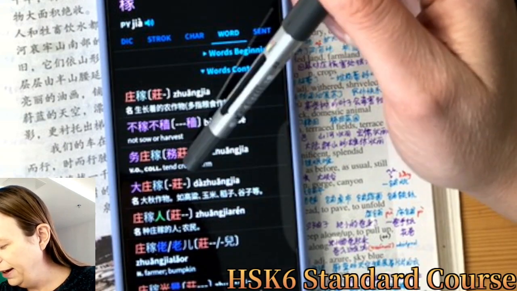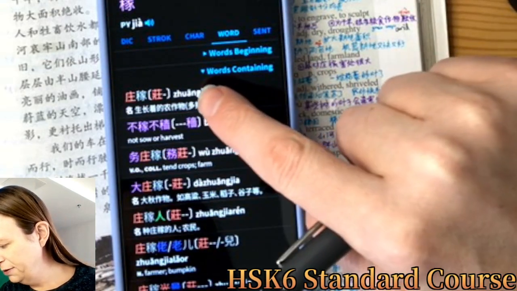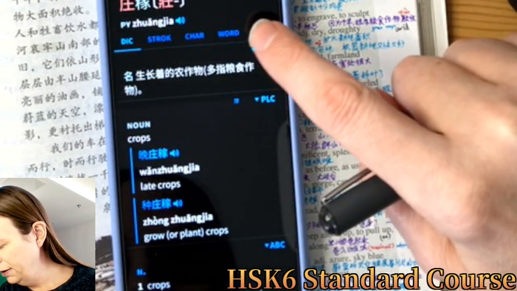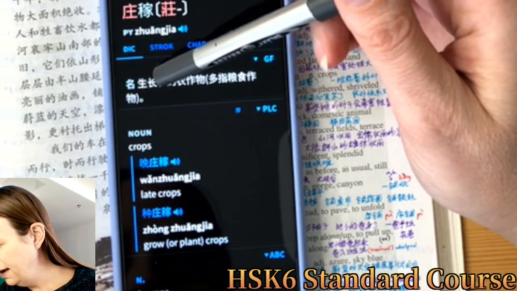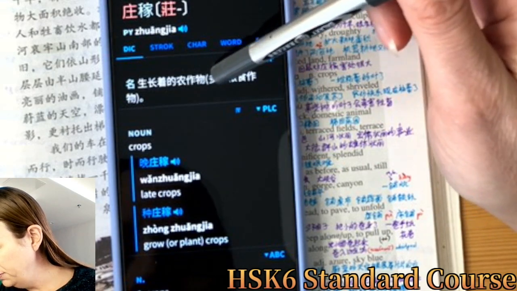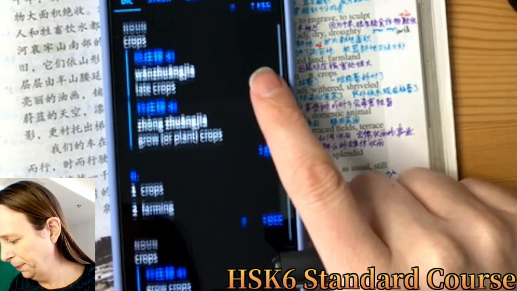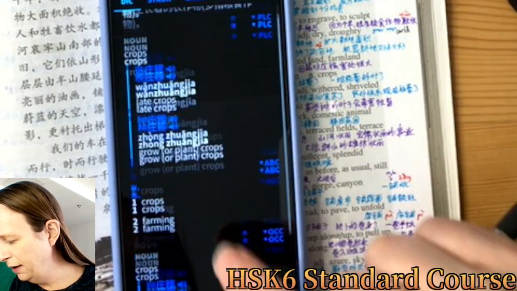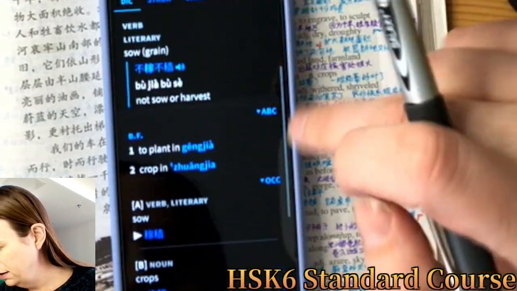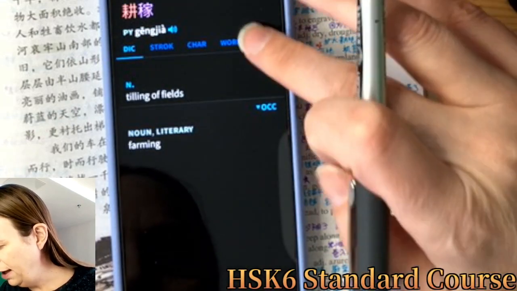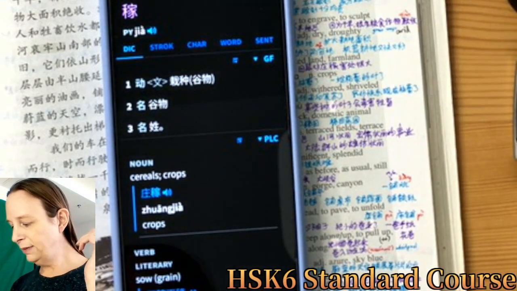So it's the same in traditional and simplified. 生长指的农作物，多指粮食作物。种庄稼，庄稼。Oh, I should pronounce it 听声。庄稼，庄稼。What's that one? 耕稼. No, I don't think that's common. 栽种.